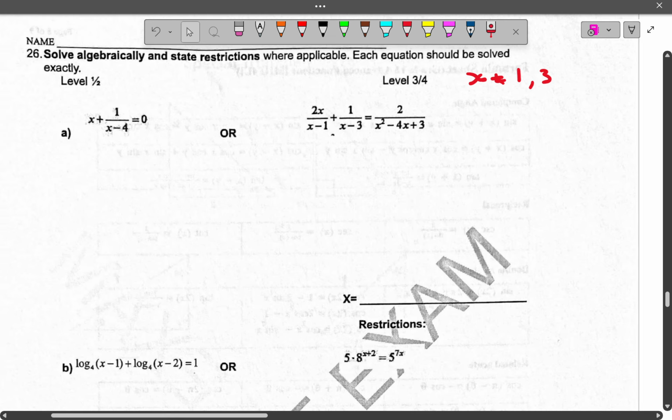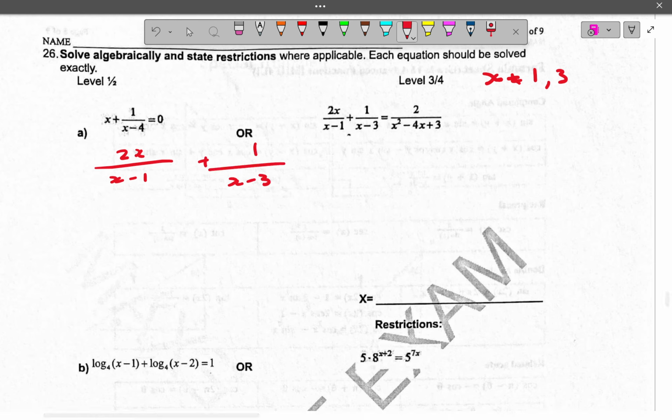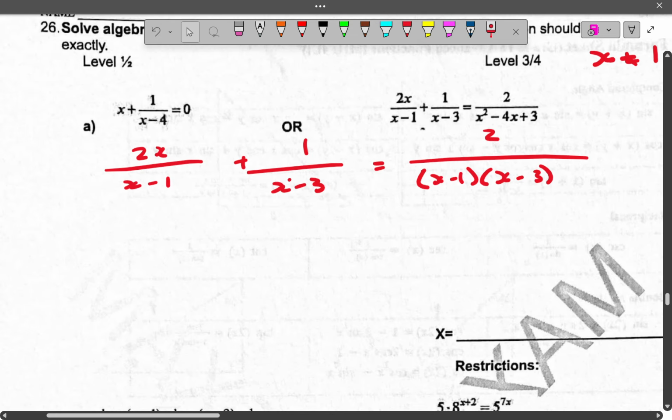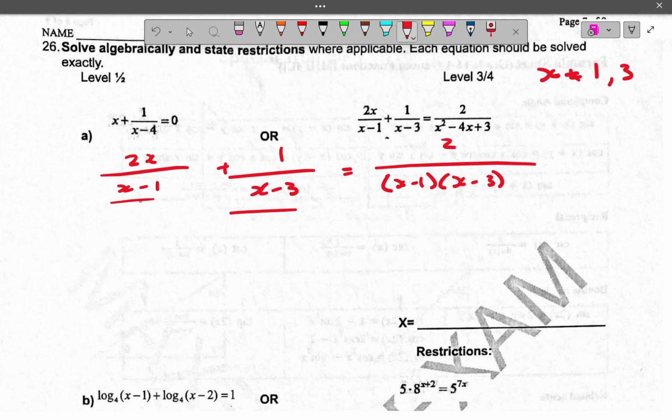So that's going to be 2x over x minus 1 plus 1 divided by x minus 3 equals 2 divided by (x minus 1)(x minus 3). And so now I'm going to look to get a common denominator for the left side. So I'm going to need to multiply both by each other.